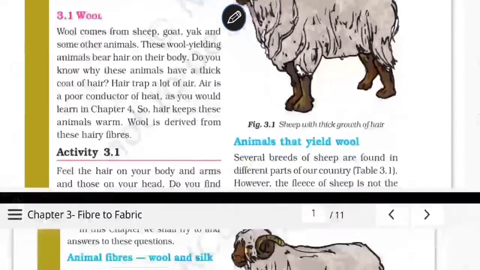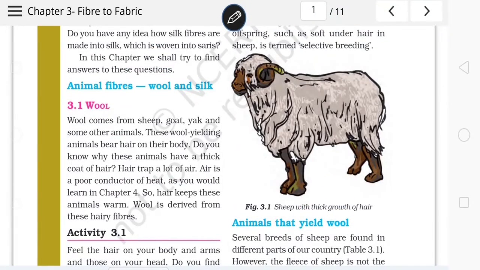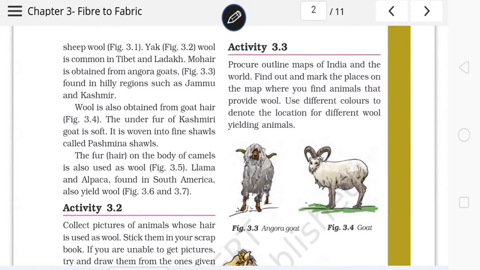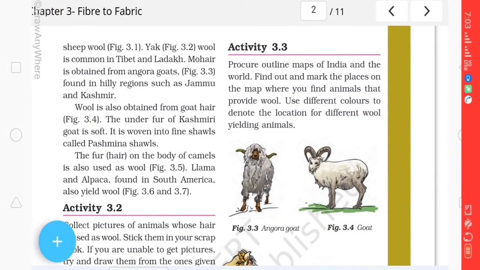Now in our last class we discussed the animals that yield wool, the different types of animals from which we can get wool. The first animal is what? It is sheep, and the others were yak. We can get wool from yak, angora goats, different varieties of goats. Then we can also get it from camels, llama and alpaca.